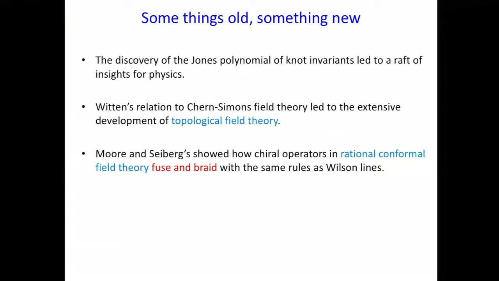But in those days, what Moore and Seiberg did is they showed if you wanted to understand the superstructure, or maybe a more abstract structure underlying conformal field theories, it was the same mathematical structure that Jones found and that Witten studied as well.